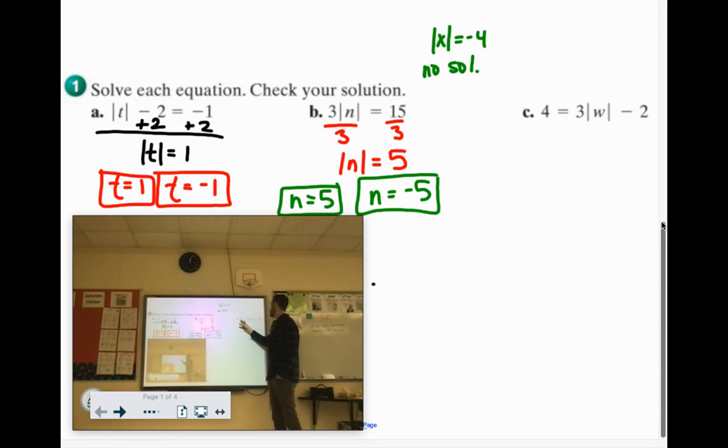All right, here we go. 4 equals 3, absolute value of w minus 2. So pretend like those absolute value symbols weren't there, and you were just solving 3w minus 2. First, you would add 2.